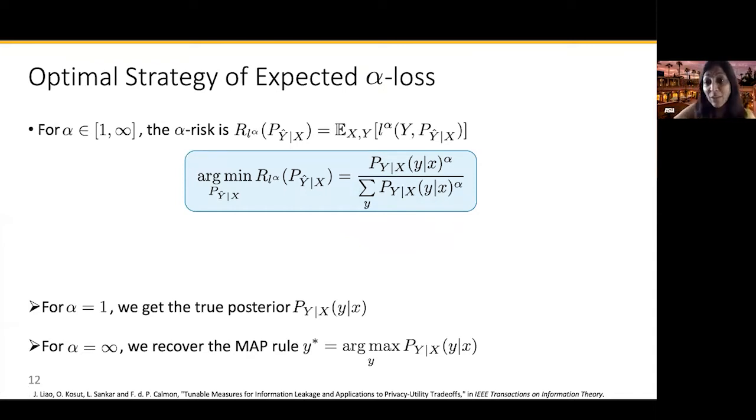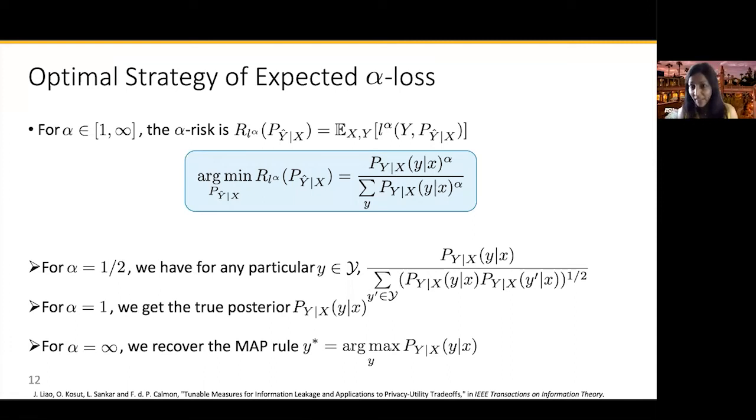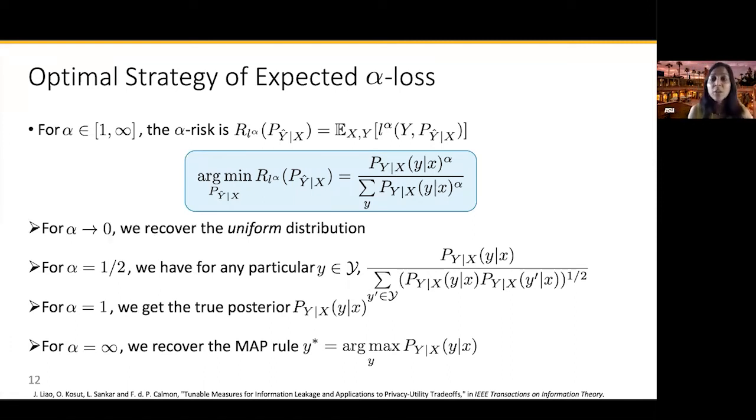So promptly your question should be, for alpha equals 1, what do I get? You actually get the true posterior. And you know that the optimal strategy under log loss, if you knew the distribution, is indeed the true posterior. And for alpha equals infinity, the optimal strategy is the MAP rule. You get your one best guess, and that's the guess that you pick, which has the most likelihood of occurring given what you've observed. For alpha equals half, you get something like this, and for alpha tending to 0, you actually get the uniform distribution. This gels with the intuition I just gave you: as alpha becomes larger and larger, you put less weight on the outliers; as alpha becomes smaller and smaller, you put almost equal weight on everything in the limit.